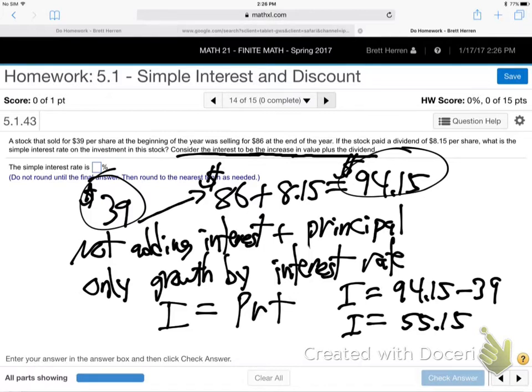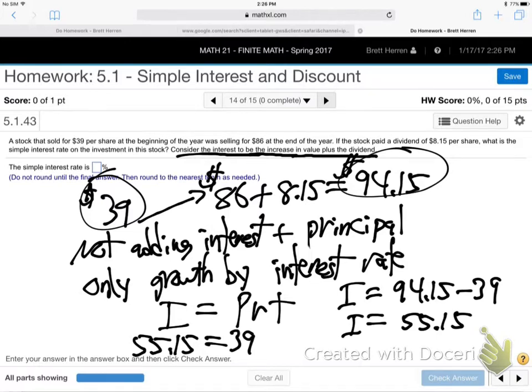It's the stock. The stock grew from $39 up to $94.15. It grew by $55.15. This is the amount of interest. That's the growth that happened to it. So that's the I, the 55.15. What's the P, the principal? That's the original. What was it originally? That's the $39 it was originally.